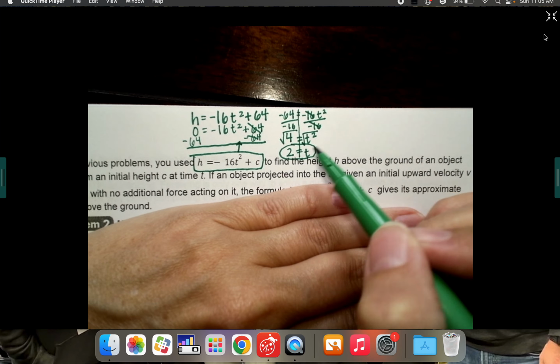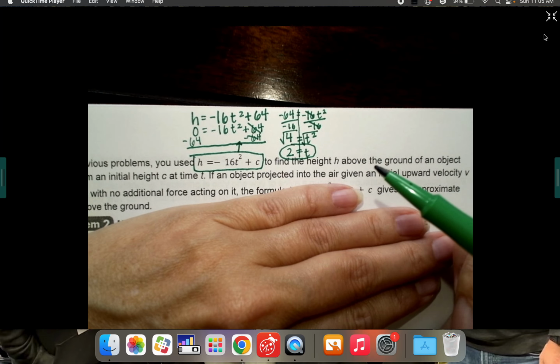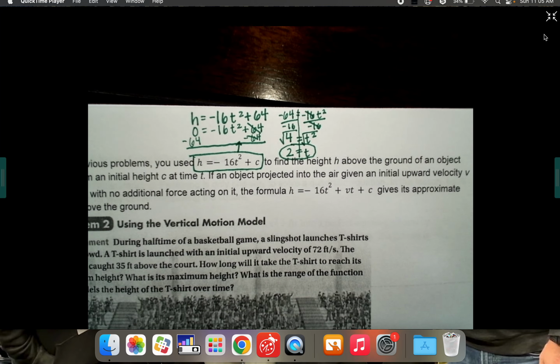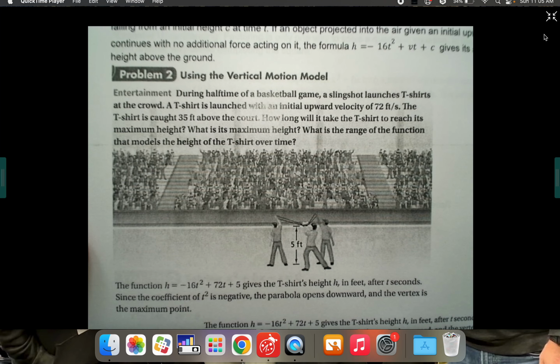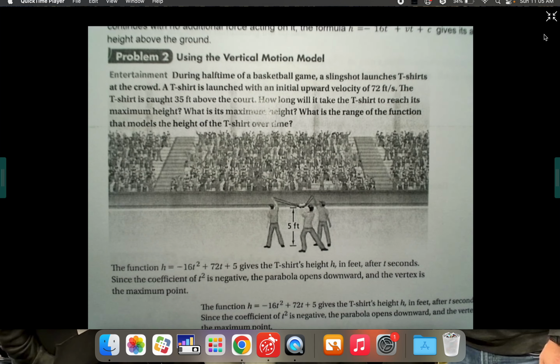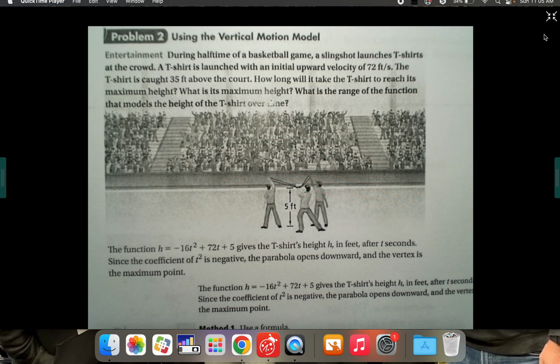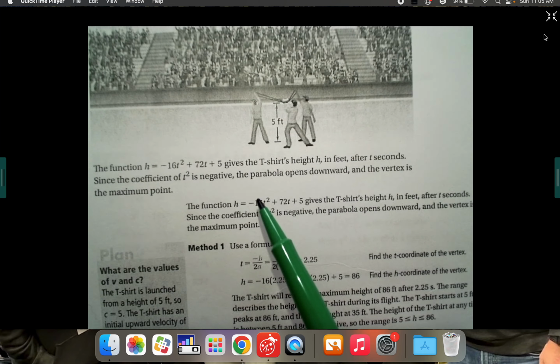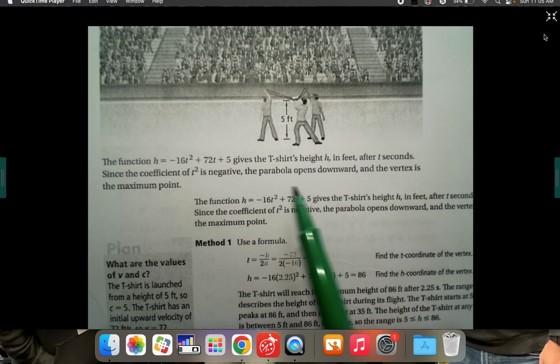So this would be another way to do it if you don't have graph paper. Okay, for the vertical motion model, this is kind of above and beyond. I really want you guys to see this, but I'm not going to spend a lot of time working it out because it is not going to be assessed until Algebra 2. So I'm going to just show you how to use your Desmos calculator and plug something like this in.